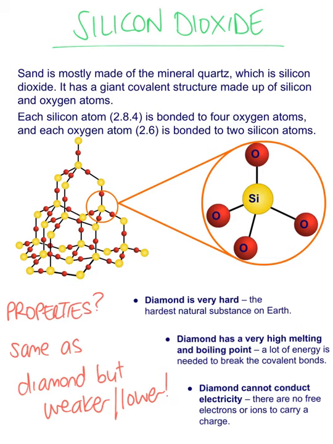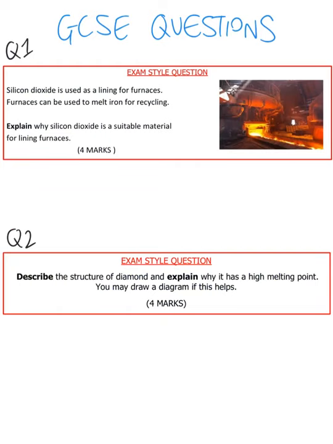What I'm now going to show you is some exam questions, very common exam questions here, where you are asked to relate a given property of a giant covalent structure, and then explain why it has that property. And these can be worth anything from 2 marks up to 4, 5, 6 marks. I've got 2 4 markers here. One is about silicon dioxide, the other is about diamond.